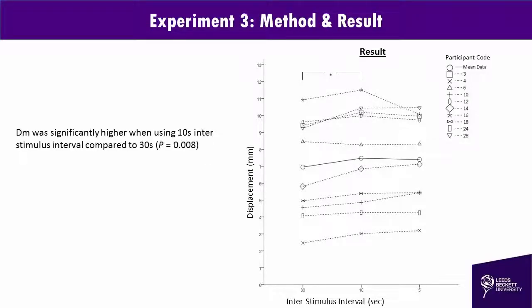Here we're looking at displacement versus interstimulus time. Again, same setup: each line is a different participant and the mean data is the solid line. We found there was a significant effect on displacement when using 10 seconds over 30 seconds, which, for my research when I'm looking at an intervention, is important if I'd been using the 10 seconds, which is quite popular in the research.